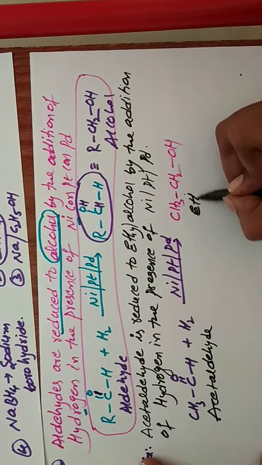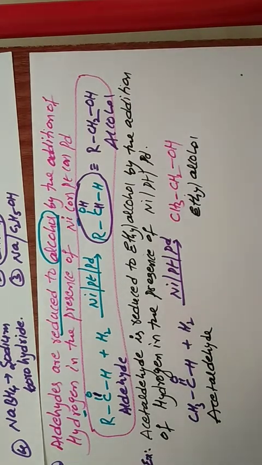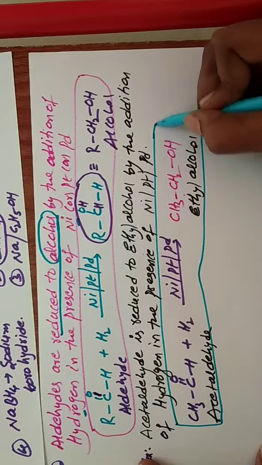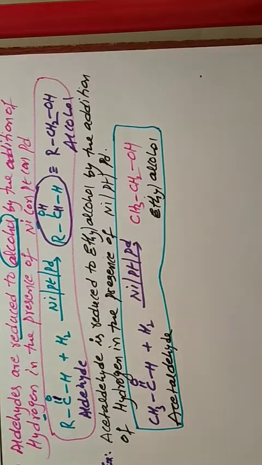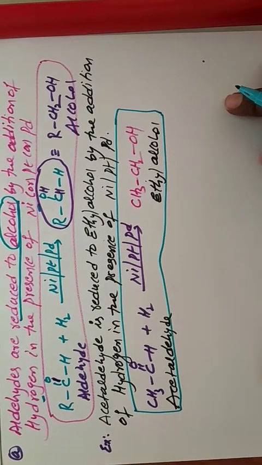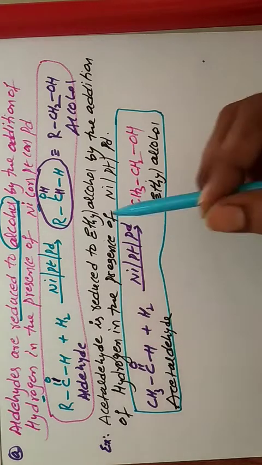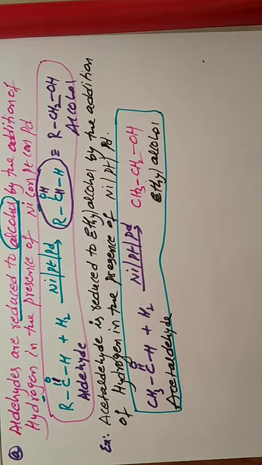This is ethyl alcohol. So in the case of this, this is the reaction for the example. Acetaldehyde is reduced. Simply, you remember reduction: reduction means we are using reducing agents. In this case we are using reducing agents nickel, platinum, palladium, hydrogen.